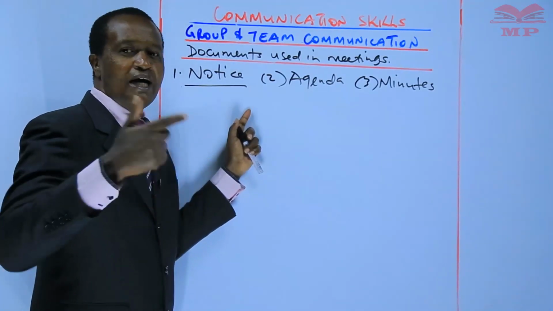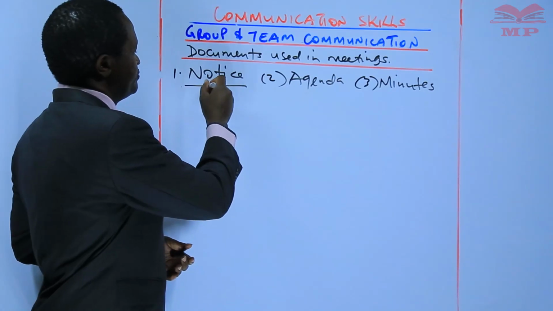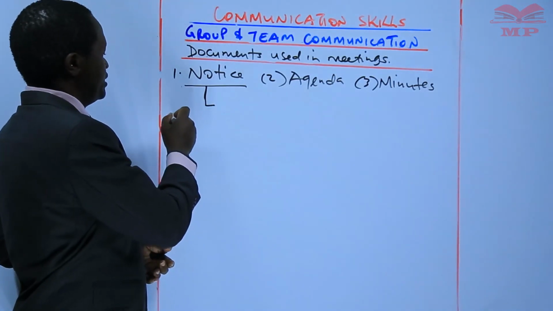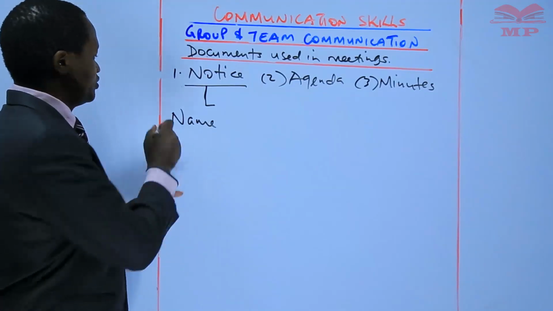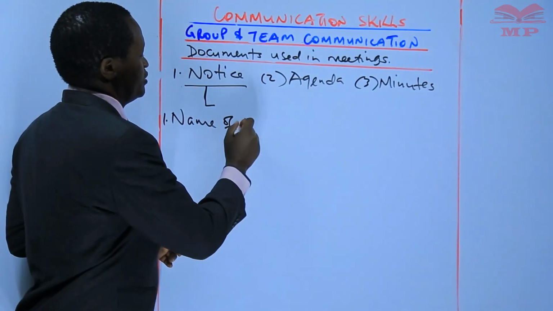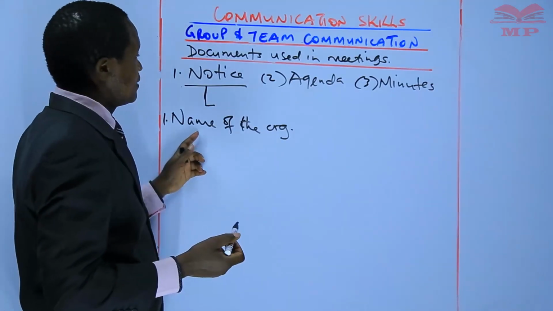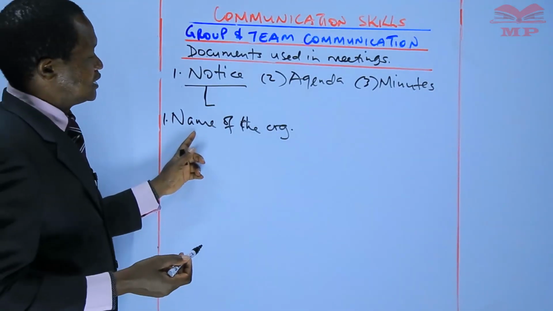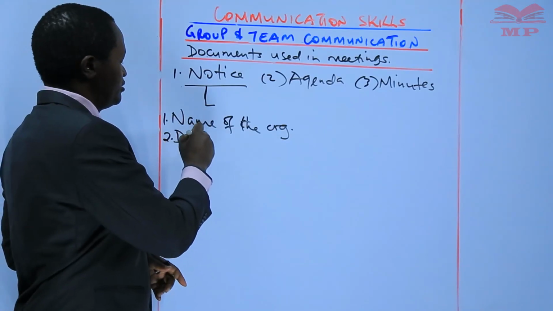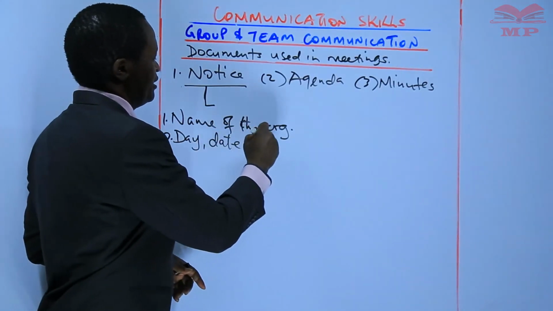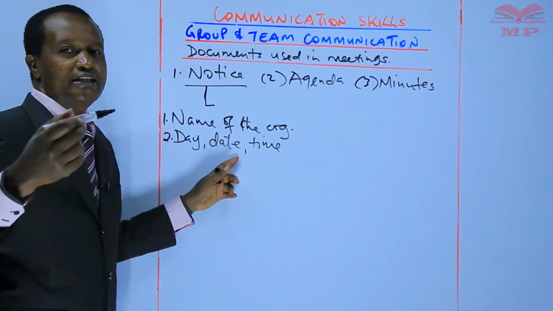The notice of a meeting must include, number one, the name of the organization. The notice, as I've said, firstly must be printed on the letterhead. Then it has to include the name of the organization, the day, date, and time that the meeting is expected to be held. The day, the date, and the time.